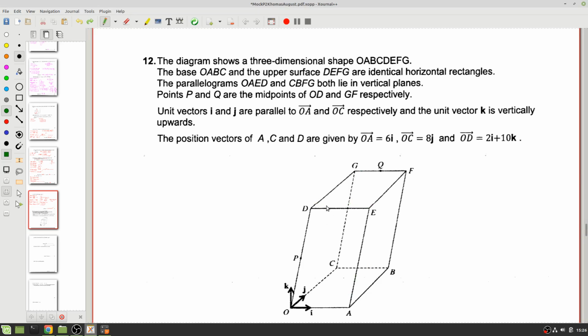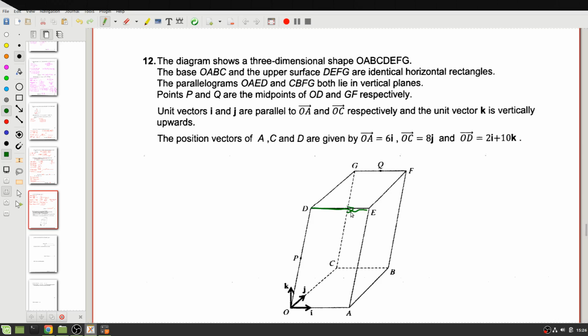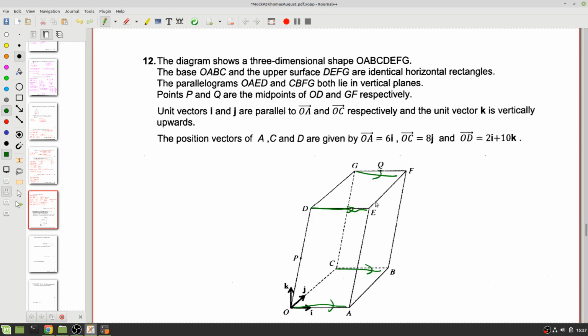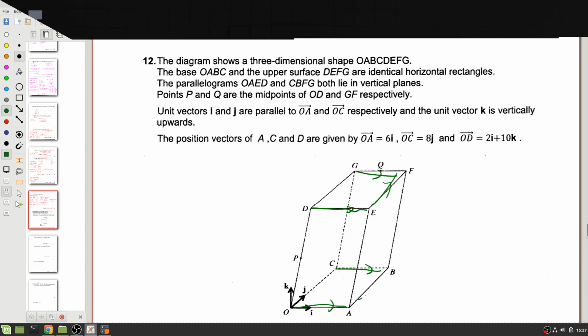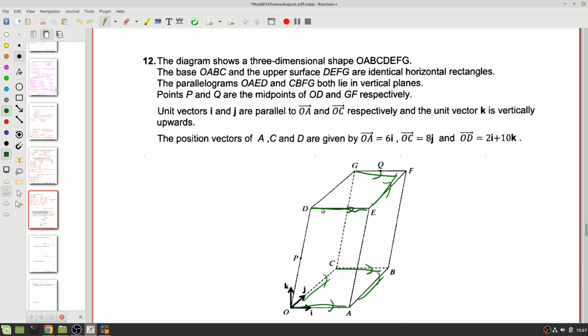So the important thing here to note is that this vector will be the same as that vector, the same as this vector, and the same as that vector. Right, and the same goes for these lines. Those are the same, those are the same, and those are the same. Okay, so that's the important nice thing about knowing they're identical rectangles.